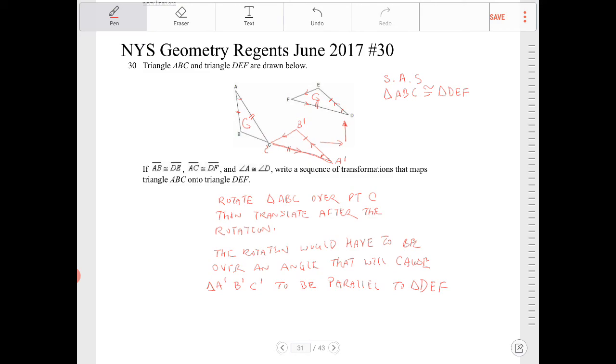So again, this step is important: that you rotate it so that they are parallel, because if they're not parallel and you perform the translation, they will not necessarily line up. They will not map. So that last statement that I wrote there is crucial.